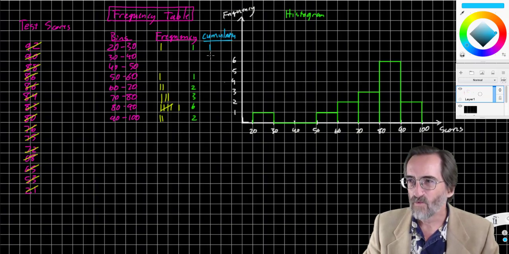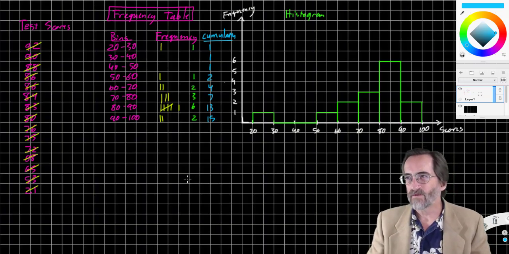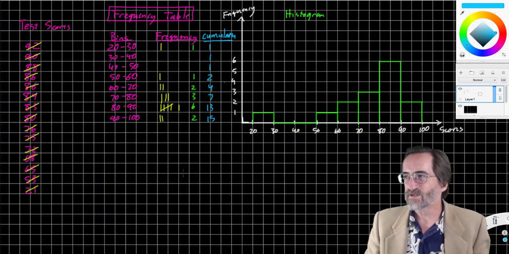Okay, then 1 plus 0 is still 1. 1 plus 0 is still 1. 1 plus 1 is 2. 2 plus 2 is 4. 4 plus 3 is 7. 7 plus 6 is 13. 13 plus 2 is 15. Okay, and you can make a histogram out of that as well.